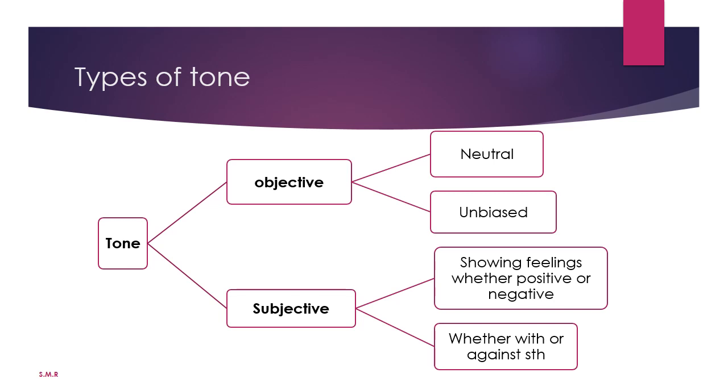The second type of tone is subjective tone. What does it mean? It means that the writer is showing feelings, whether they are positive or negative, whether he is sad or happy, whether he is angry or curious, whether he is with or against something. So he shows his point of view toward a certain topic. So the two general types of tone are objective and subjective. We usually have subjective tone when we include feelings, okay?